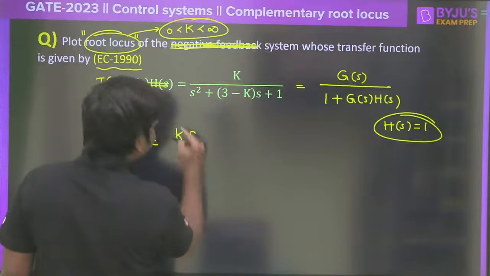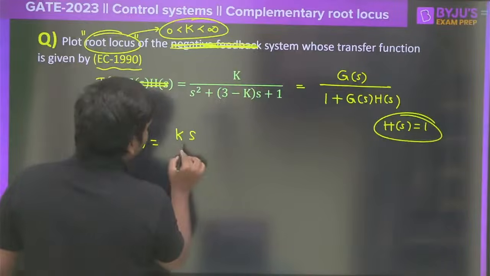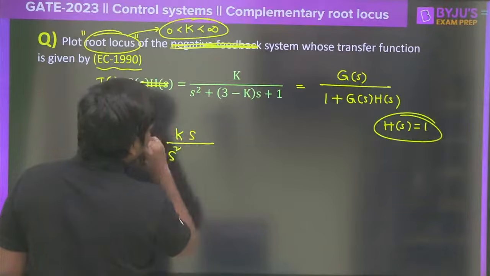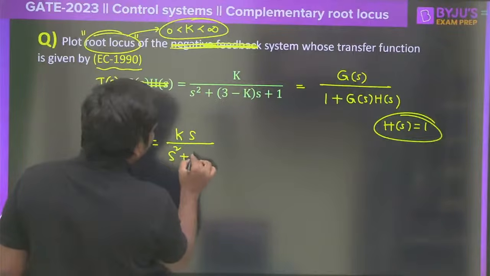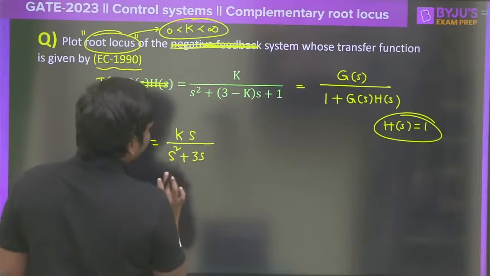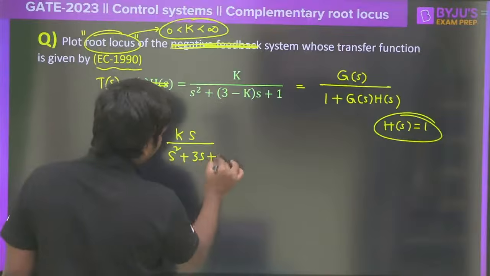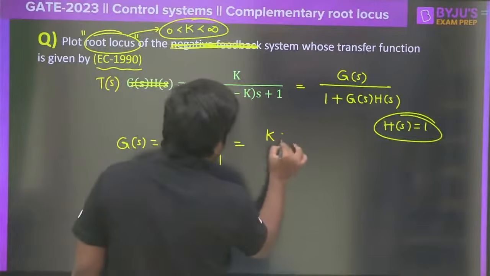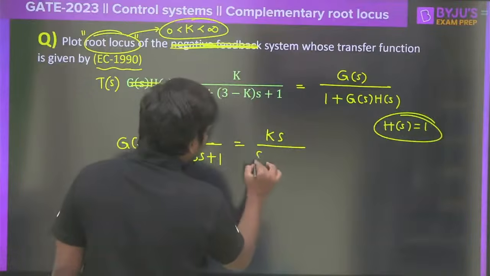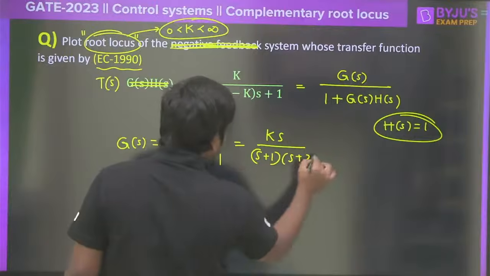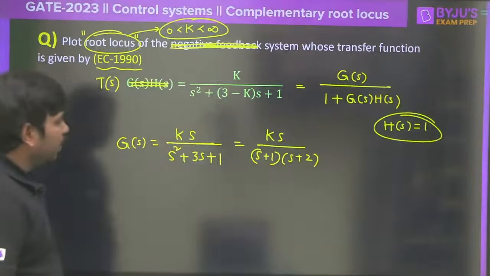So this is going to be k into s, of course, divided by s square plus 3s, right? S square plus 3s, of course, and then anything else is there, s plus 1, right? So s square plus 3s plus 1. So technically this is nothing but ks divided by s plus 1 into s plus 2, if I am not wrong. So please, s plus 1 into s plus 2. This is exactly what it should be, right?